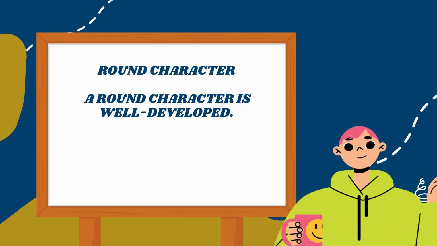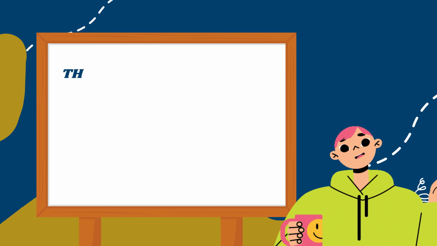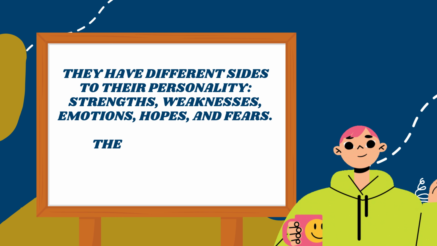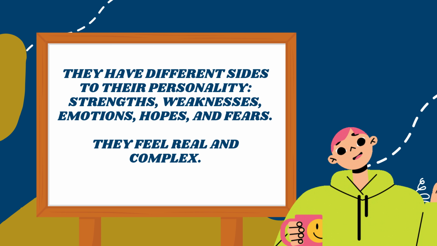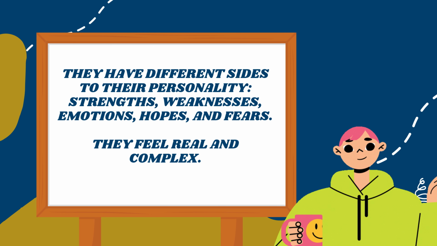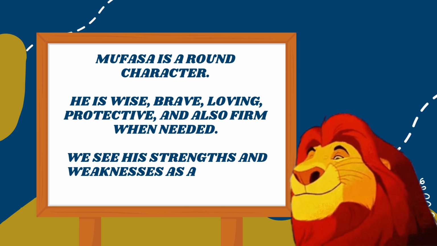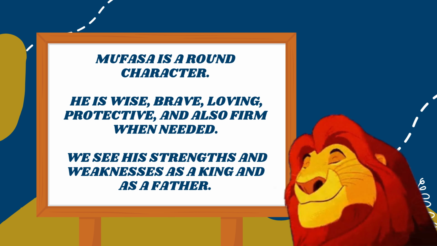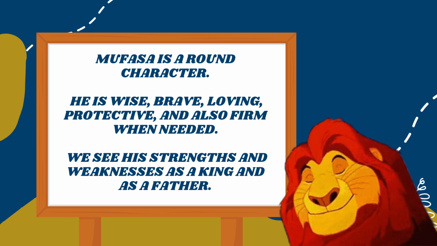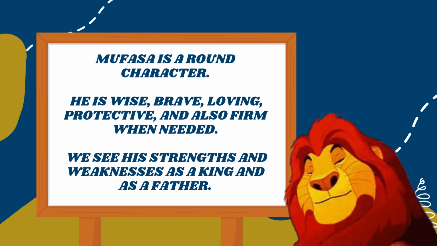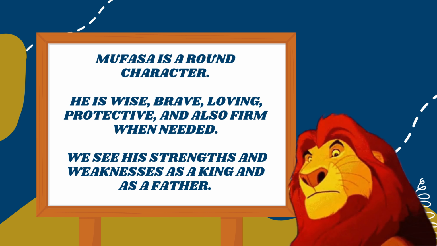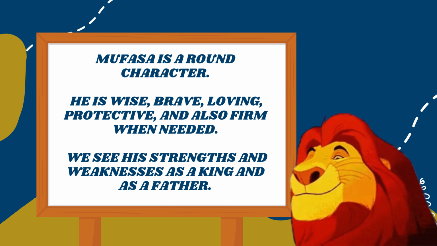Fifth, a round character. A round character is well developed. They have different sides to their personality. Strengths, weaknesses, emotions, hopes, and fears. They feel real and complex. For example, Mufasa is a round character. He is wise, brave, loving, protective, and also firm when needed. We see his strengths and weaknesses as a king and as a father.